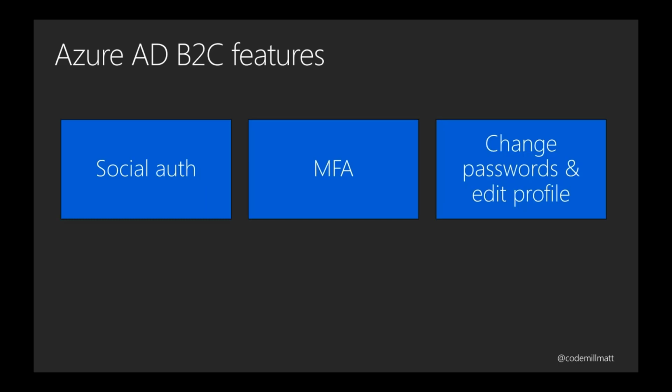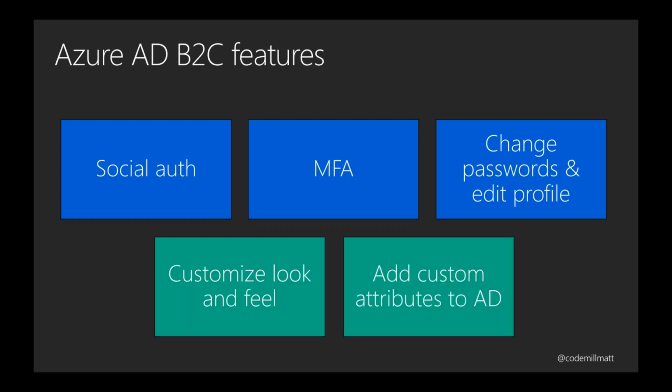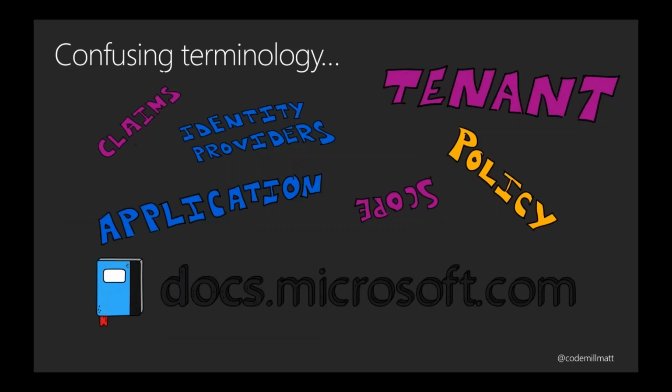You can have the users, if they're using local auth, where they have their email address and password, change their password. And even if they didn't use local auth, you still can have them change their profile of the B2C app. We can customize the look and feel of the login pages. And you can add custom attributes to the Active Directory. And you can collect those custom attributes through the login pages as well.